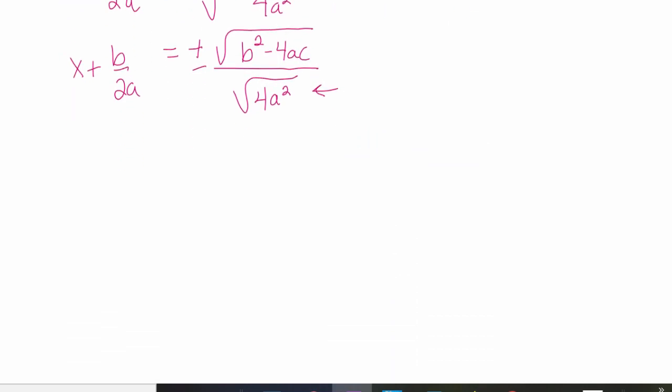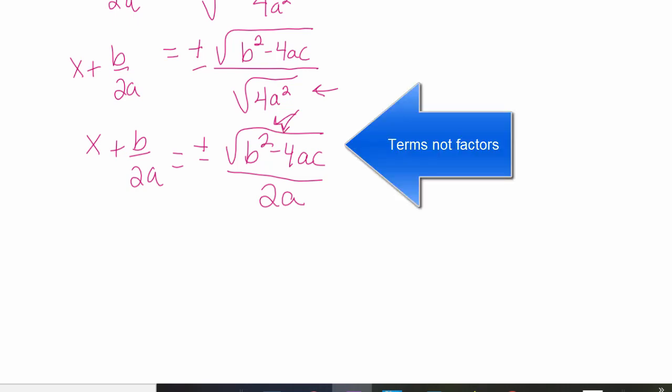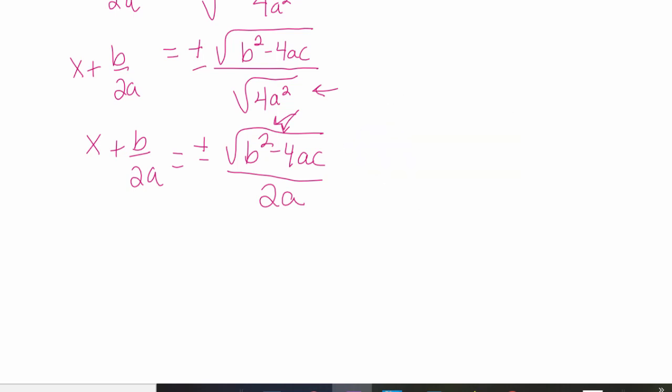So we have x plus b over 2a equals plus or minus square root of b squared minus 4ac all over 2a. Just a note, just a reminder that we cannot simplify this b squared that's here in the numerator because these are terms, and there's a subtraction. These are terms. They are not factors. So we can't do a piece of a binomial. We can't simplify a square root for just a piece, right? So we're going to leave that alone.